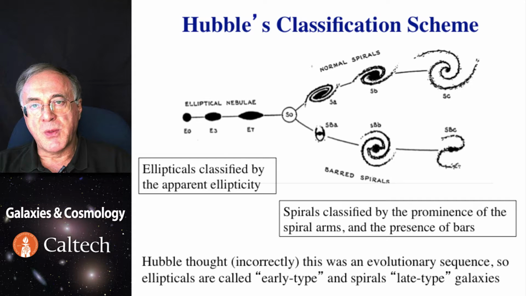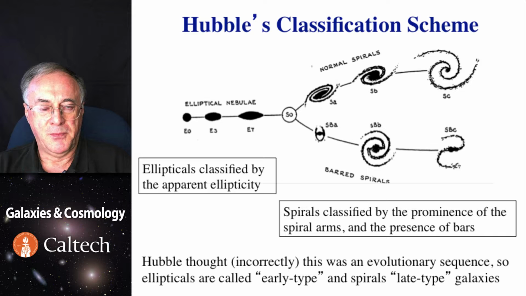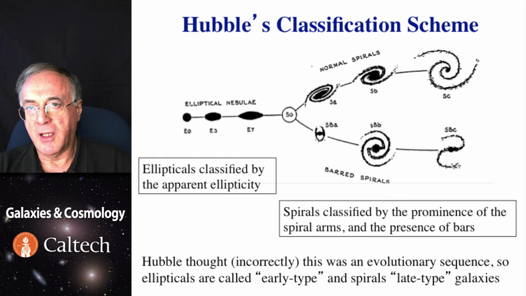So Hubble thought that this was an evolutionary sequence that goes from left to right, from elliptical galaxies into spirals, and now we think that's exactly the opposite of what really happens, but Hubble simply had no other way of telling. And so because of that, the elliptical galaxies, which are actually older, are called early types, according to Hubble. And spiral galaxies, which on average are younger, are called late types. It's a little confusing, but that's just the way the usage is.